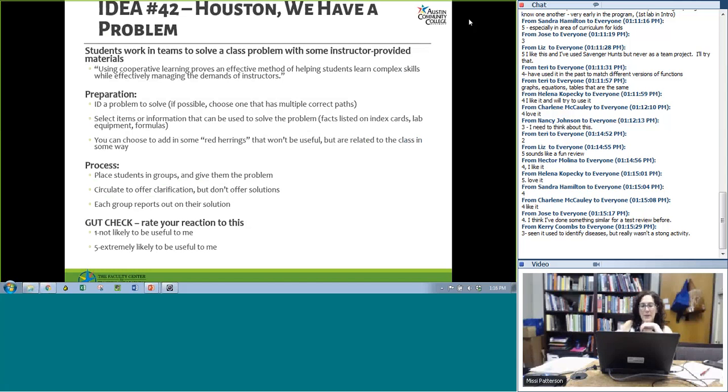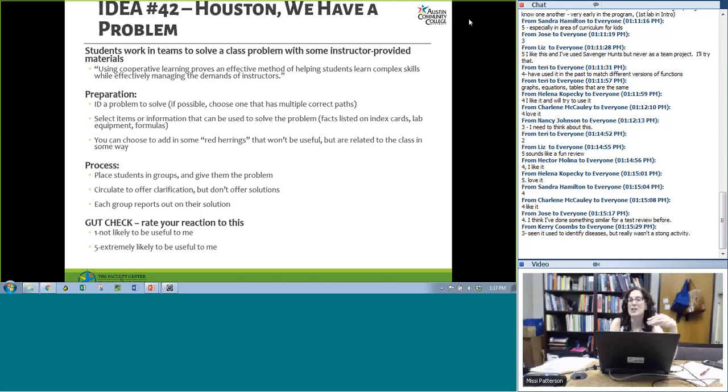So for your preparation, you're going to figure out the problem to solve, and the authors suggest that it's important to pick a problem that has multiple solutions, because it'll get real boring real fast if everybody goes, yeah, we solved it this way. And of course, we solved it the same way because there's only one way to solve this problem. So trying for something that encourages divergent thinking rather than convergent thinking can be really valuable. You then select artifacts, items, bits of information, resources that can help them solve the problem, whatever you want to give them.